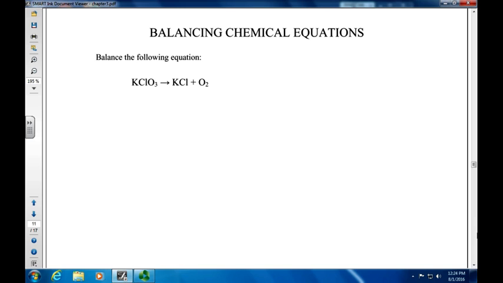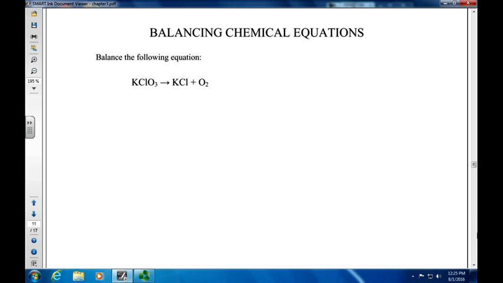There's 1 and 1. The method I will show you today is one that was shown to me by Dr. Adcock, and I find it to be the simplest and most effective method of balancing a chemical equation. I highly recommend that you use this method whenever you're looking to balance a chemical equation. So this is very simple.